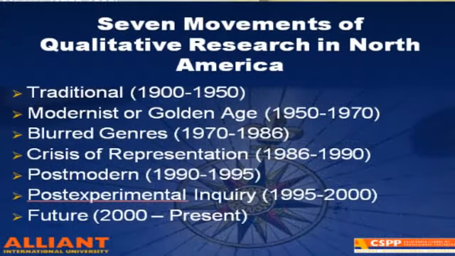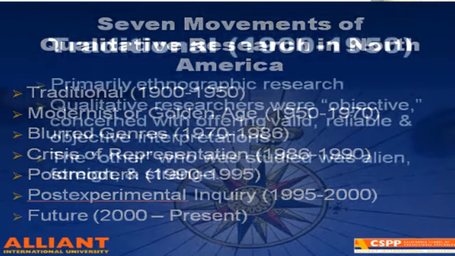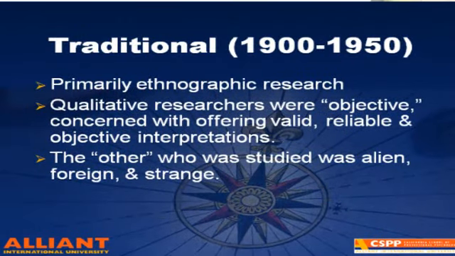And so there are 7 movements of qualitative research in North America. And I'm going to back up so I can see this better. You have the traditional, the modernist or golden age, blurred genres, crisis of representation, postmodern, post-experimental inquiry, and the future. And I'm going to go through each stage. Okay, the traditional from 1900 to 1950 was primarily ethnographic research.